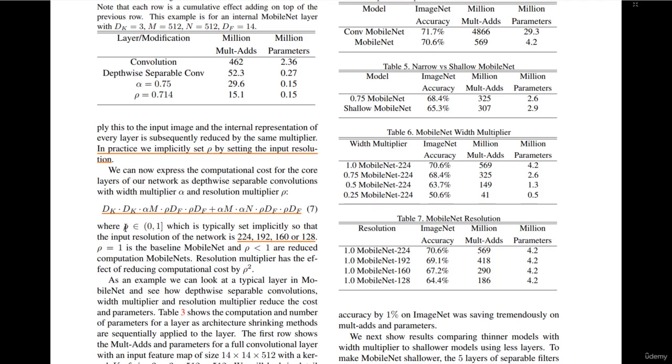Now when this rho is set between 0 and 1, which is typically the kind of values of rho we choose, the input resolution of the network is generally taken to be 224, 192, 160, 128. But when rho equals 1, which is the baseline MobileNet, we had 224. So we just modified this value such that we obtain these other values. This is the kind of values we have in practice, but depending on your problem, you may want to modify this. It all depends on you and the kind of problem you're trying to solve.